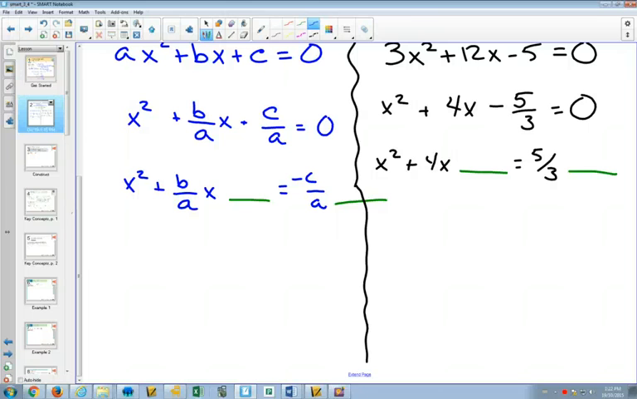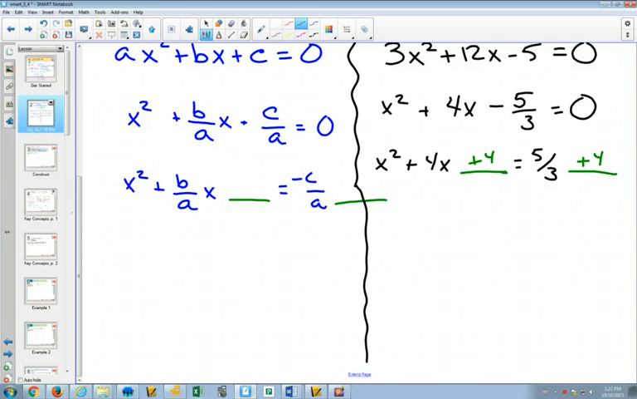How do I figure out what number goes in the space on the right side? Took this number, divided it by 2, and squared it, right? So 4 divided by 2 is 2. Squaring it becomes plus 4. Maybe I'll write that in green. We add 4, add 4.